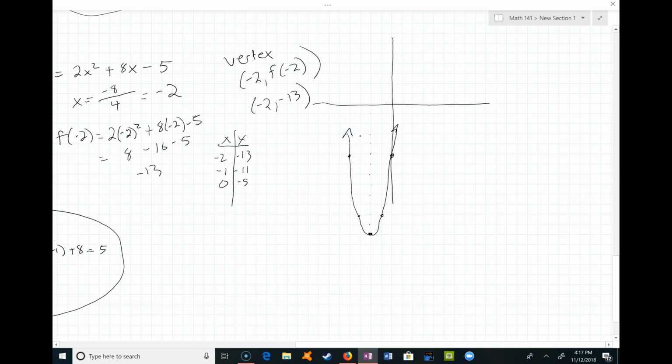Okay, so again, the key is finding that vertex first, zeroing in on the symmetry of the parabola, and then finding a couple more points so we can graph the rest of the parabola.